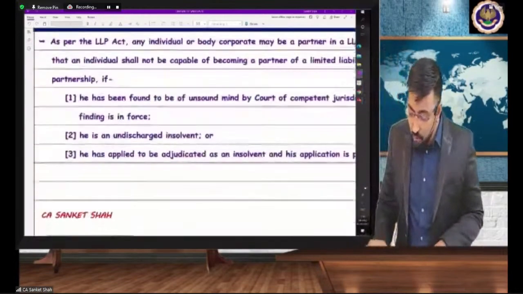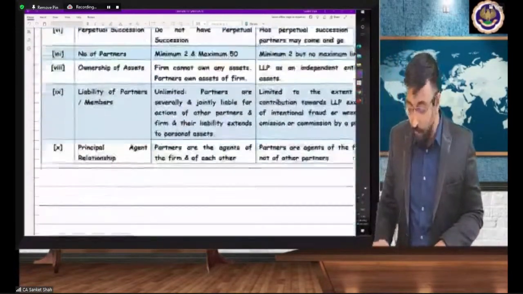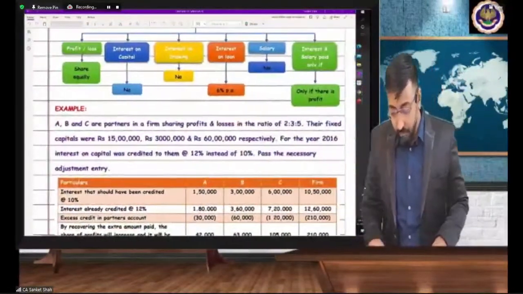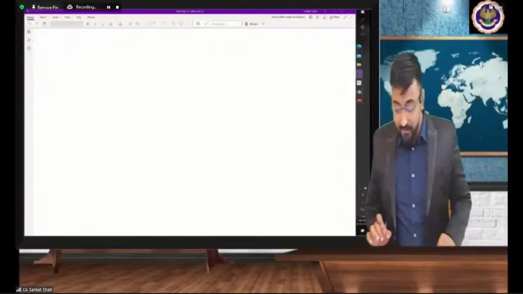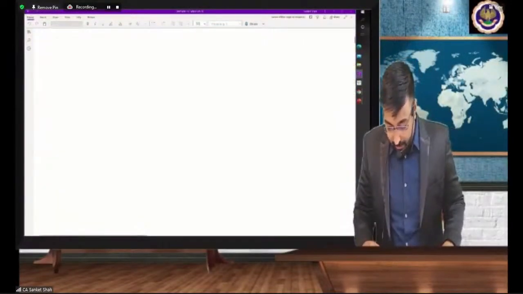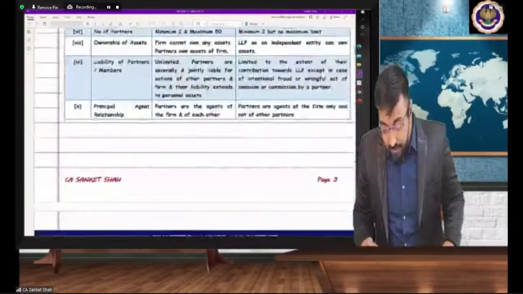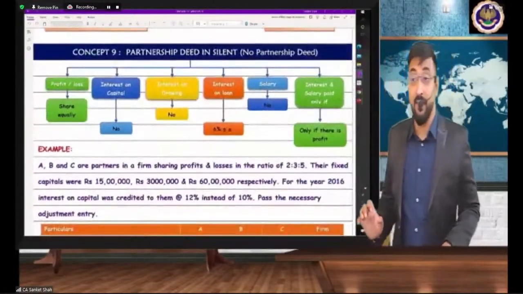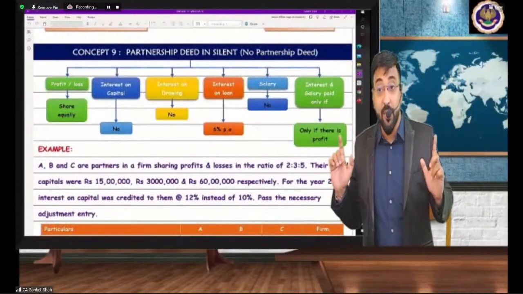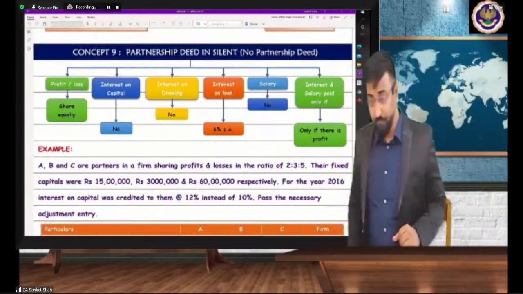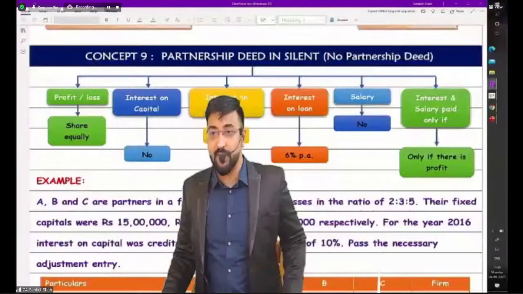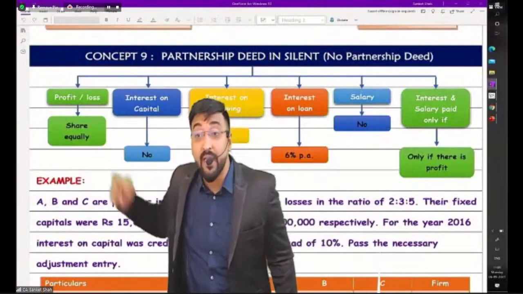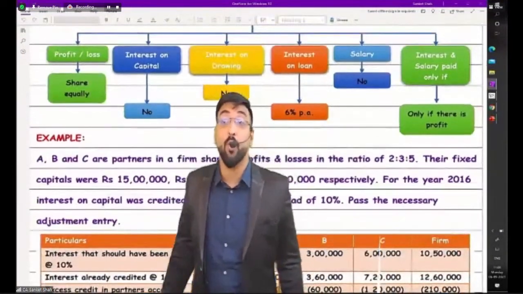So let's move to the important part. I'm not going to take your theory part because we have only 5 days to complete it. Important part: if there is no partnership deed, this question may be asked. So with no partnership deed, you can read here, profit or losses you have to share equally.